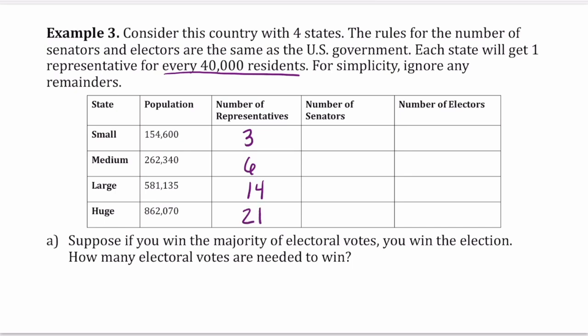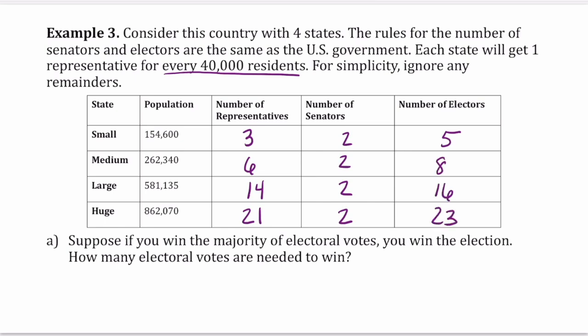Since we are following the U.S. government rules, every state will receive 2 senators. Now that we know how many representatives there will be and how many senators there will be, we can determine the number of electors by finding the sum of the representatives and the senators. So small state has 5 electors, medium has 8, large state will have 16, and huge will have 23.